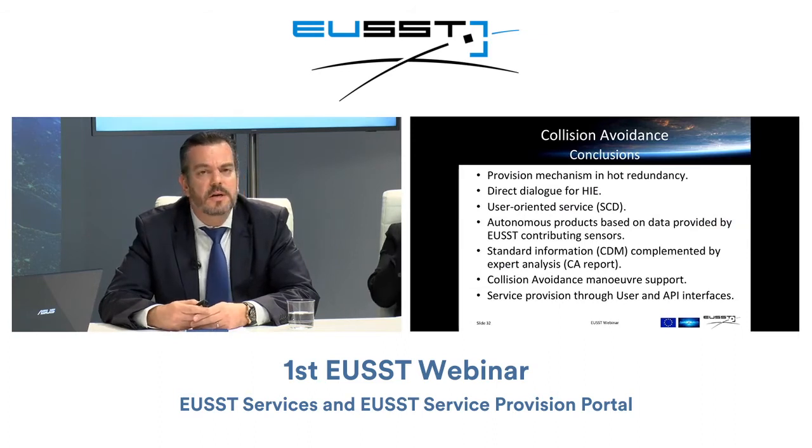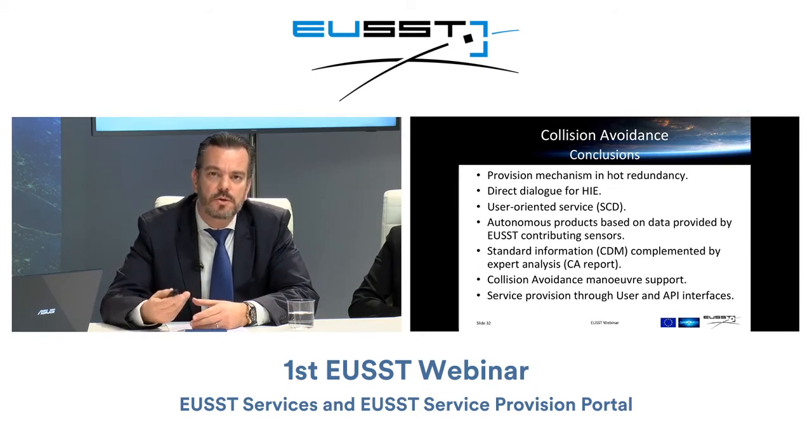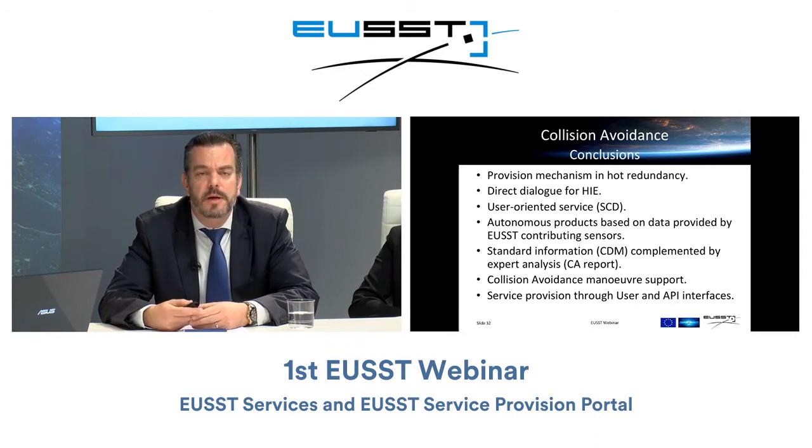In conclusion, the CA service, with all that we have been presenting, is a service provided through a redundancy mechanism with two OCs, sometimes three involved. There is direct dialogue between the OCs and the users for high interest events when the risk is at the highest level and needs to be potentially mitigated. It's a user-oriented service: the users can define their own thresholds and customize particularities of the service. We intend, as much as possible, to provide autonomous products to the users based on data gathered by the EUSST contributing sensors. The products are based on standard formats like CDM, complemented by expert analysis reports, the CA reports that I've been mentioning.